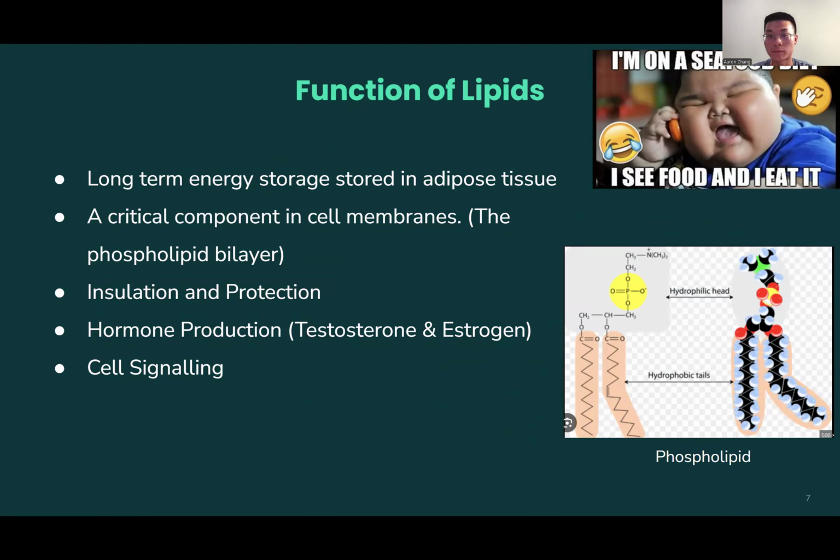It is also responsible for insulation and protection, which is why seals and penguins store lots of fat during the wintertime to keep warm. It is also responsible for hormone production, such as your sex hormones like testosterone and estrogen, and these are also under the class of lipids, and cell signaling, which is the thing that can prompt transcription.